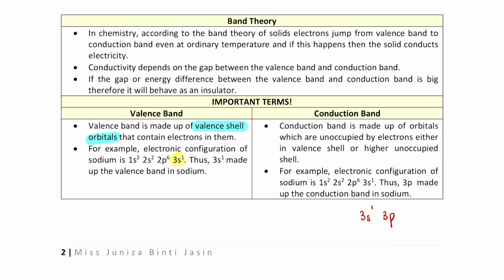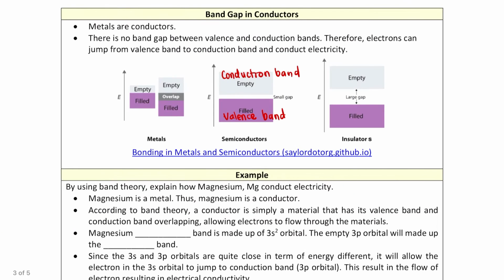Dekat sini dia kata conductivity depends on the gap between the valence band and the conduction band. So nak tahu sesuatu benda tu boleh conduct electricity ke tak, kita tengok dekat band gap dia. So the band gap is here. As you can see, dekat sini ada small gap and dekat sini ada large gap, and over here there is no gap at all between conduction band and valence band. So dia depend kepada band gap tu lah.